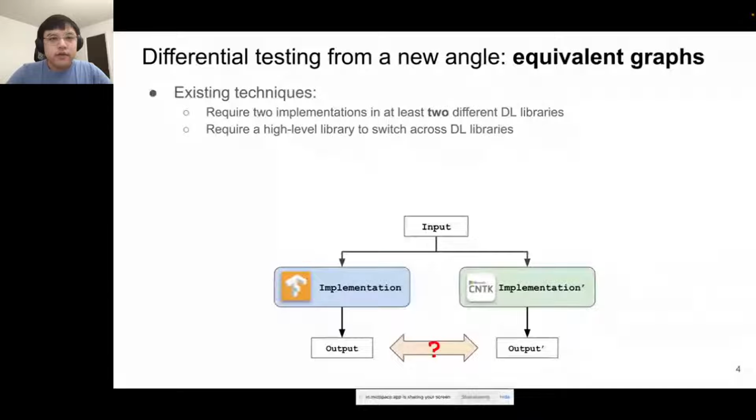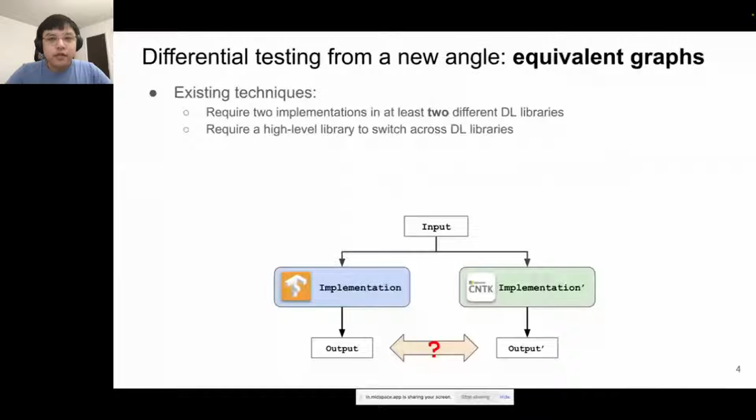However, there are 2 limitations. First, at least 2 implementations are required, which is unavailable for many different software functionalities. For many functions that only exist in one library, existing techniques cannot test them. Second, they require a high-level library to switch across deep learning libraries. A high-level library is hard to develop and maintain for different deep learning libraries. To address this challenge, we propose Eagle, which uses equivalent graphs within a single implementation.